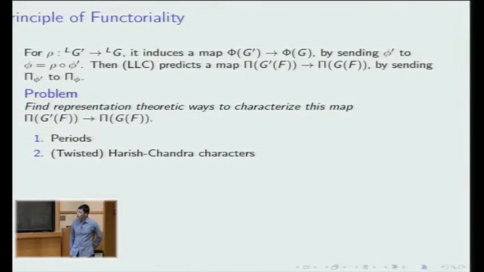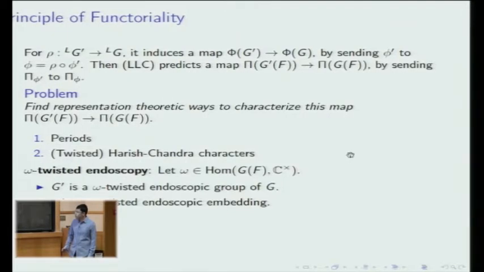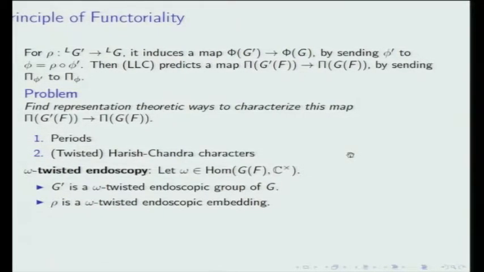There are two common ways. One is to study periods, and the other is to study the relation of the Harish-Chandra characters from these two groups, or its twisted version. So endoscopy theory will be a special case of this, and the relation between the representations of these two different groups will be expressed through these Harish-Chandra characters. And here I want to be a little bit more general, so I'll consider the so-called omega-twisted endoscopy.